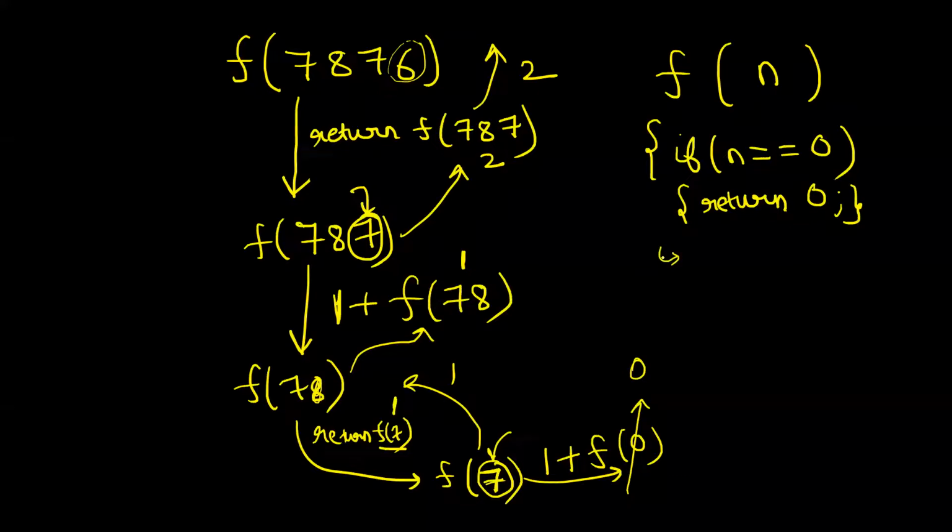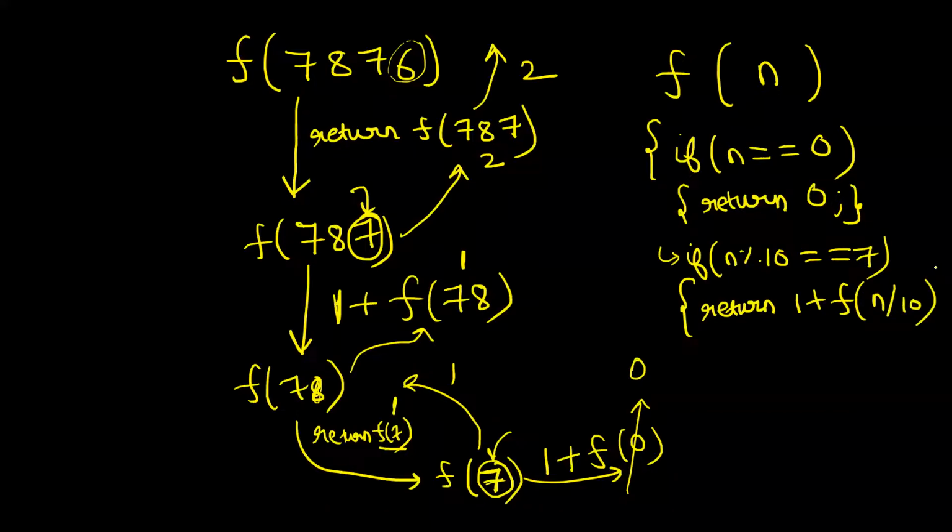Now, if you are not at a base case, what will I do? I will first of all inspect the last digit of the number n. If n modulo 10 is equal to 7, that means the last digit is 7. So what should I return as my answer? Return 1 plus f of n by 10. So, boss, the last digit is 7, so add 1 for that 7, plus, can you tell me the number of sevens in n by 10? What is n by 10? If n is 7876, n by 10 will be 787. So after adding 1, you are removing this last digit by doing n by 10.